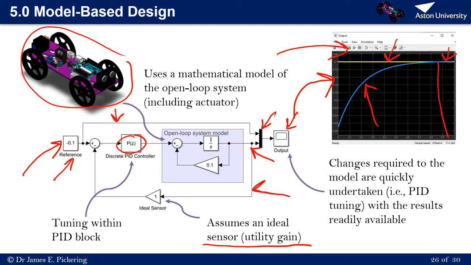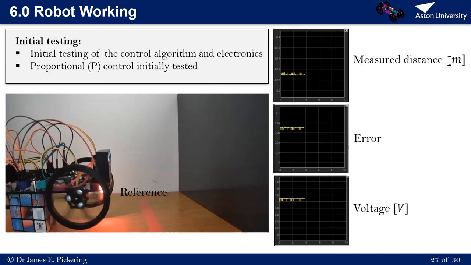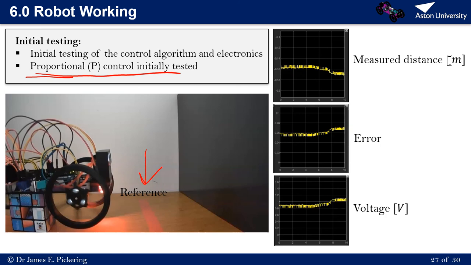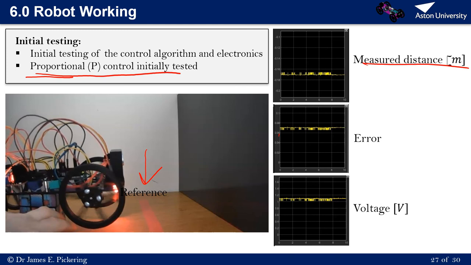So what I'm doing here is some initial testing of the control algorithm and the electronics. I'm just making sure the logic in the control works and also the electronics of the robot are obviously working. For this, initially just a proportional control gain is used. So just a closed loop control system with proportional control gain. You can see on this video here, we've got the reference here. And what you'll initially see is the measured distance value is around, I don't know, -0.17. The error is around 0.06, and the voltage being supplied is just over 1 volt.